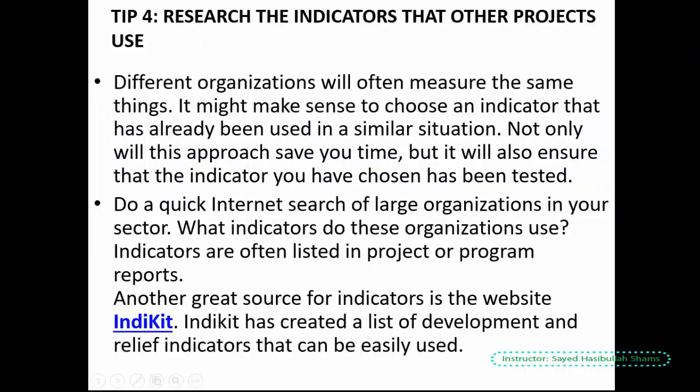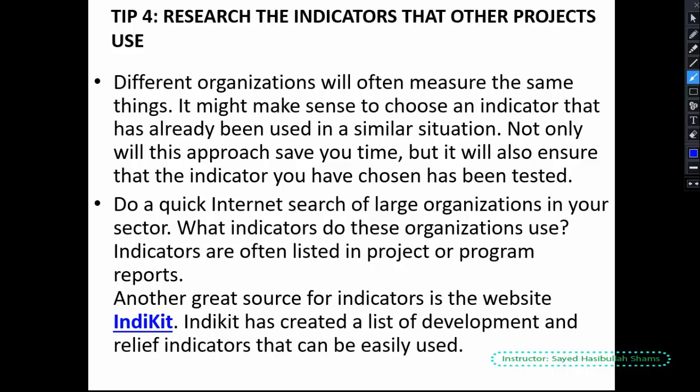So tip number 4, research the indicators that other projects use. It's very important because through this tip we can research indicators that other projects already use in our sector. For example, we implement a project in the agriculture sector, or in health, engineering, construction, tailoring, or any other field, or any other enterprise in the livelihood sector. So these projects are implemented already by other donors in different countries, and we can search for them through Google and other search engines.